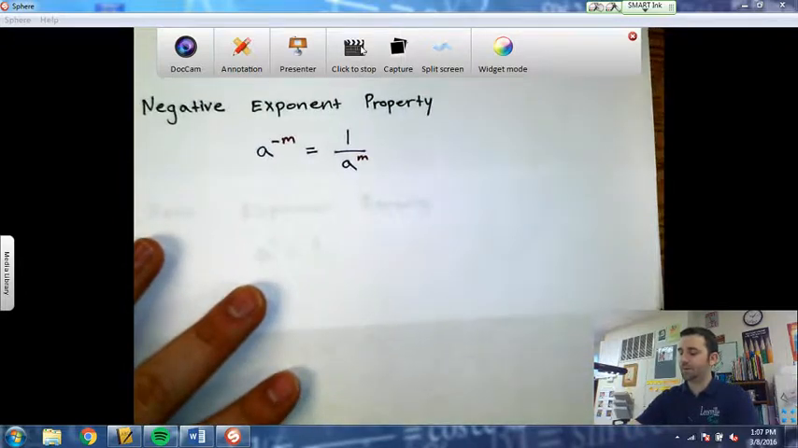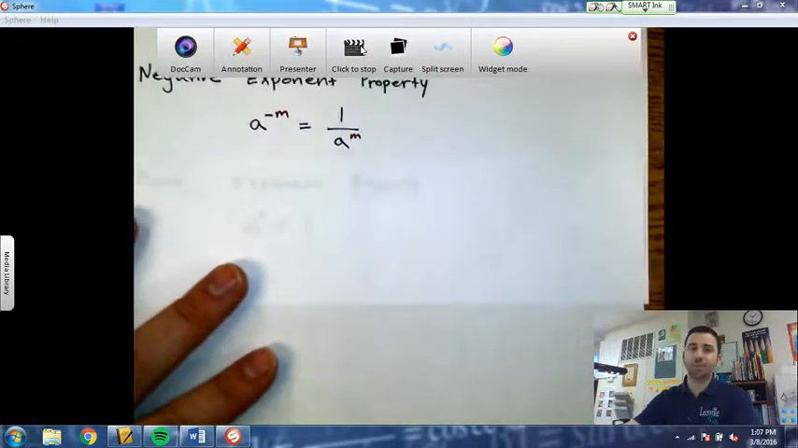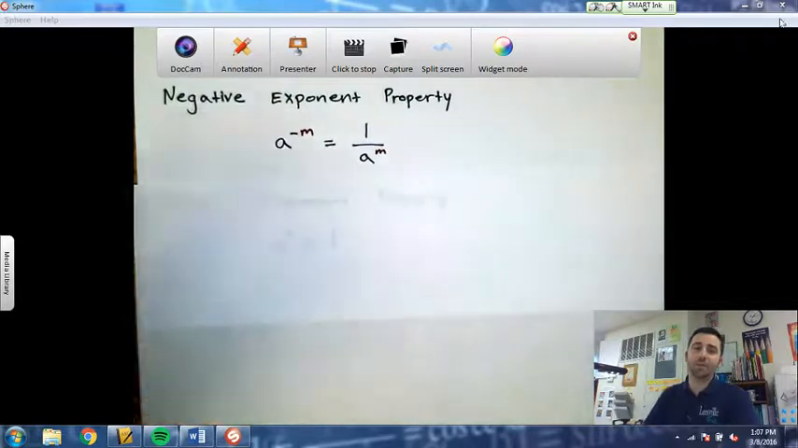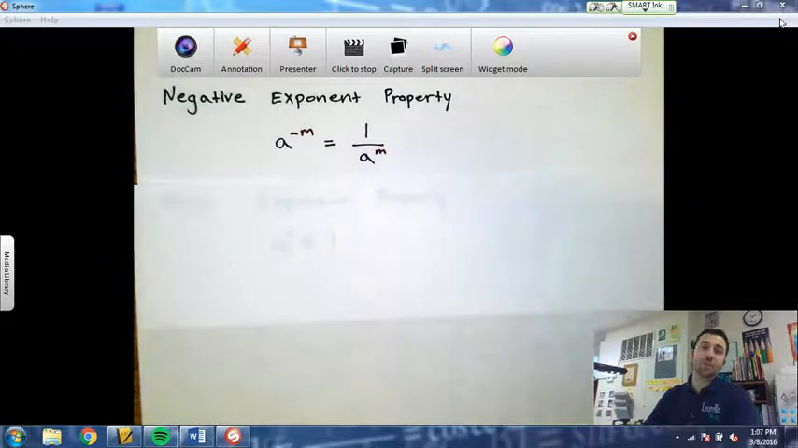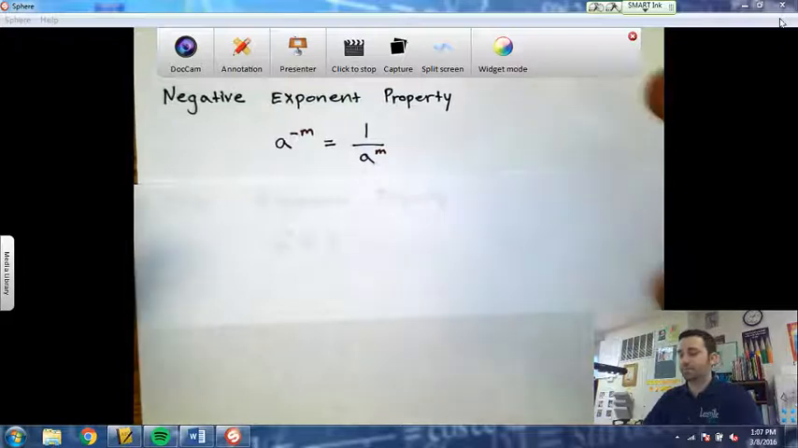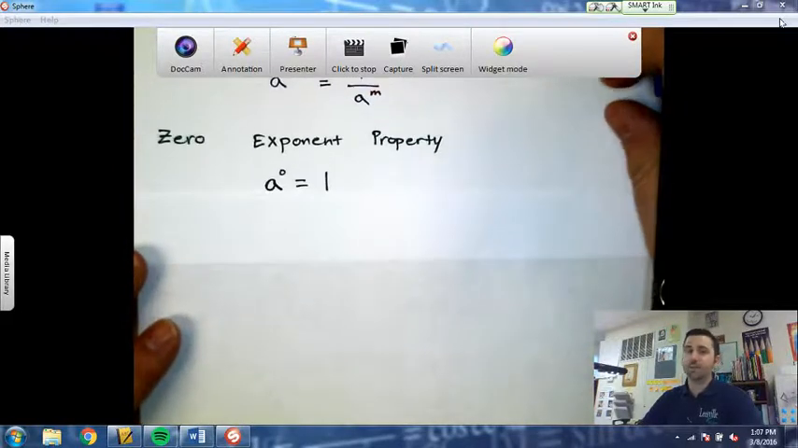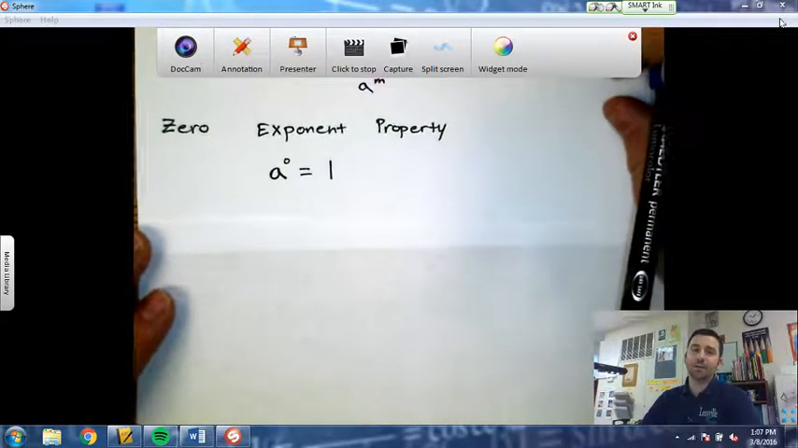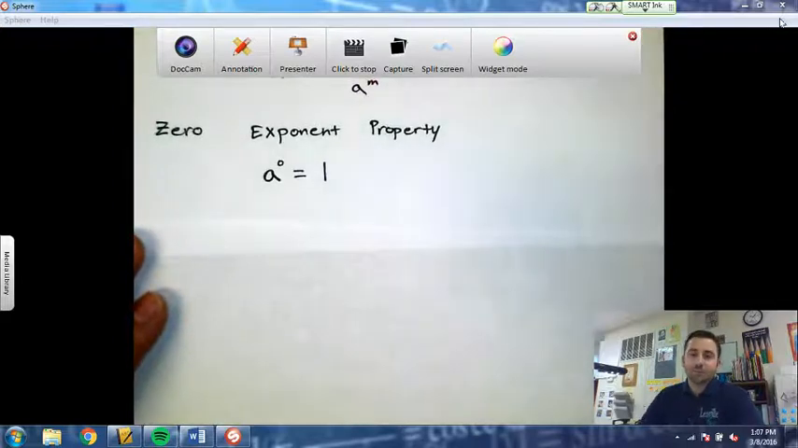The next one we're going to look at is the negative exponent property. It tells us that a negative exponent is equivalent to the reciprocal of that expression. So a raised to a negative m is equal to 1 over a to the m. And the last one we're going to look at is the zero exponent property. Anything raised to 0 is equivalent to 1.